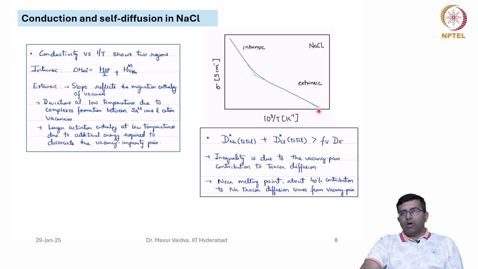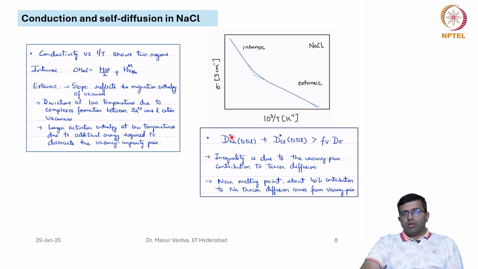Now, at the lower temperatures, in the extrinsic region, when you go to the lower temperatures, the activation enthalpy is becoming slightly larger because of the additional energy that is required to dissociate the vacancy impurity pair. So, I hope it is clear.